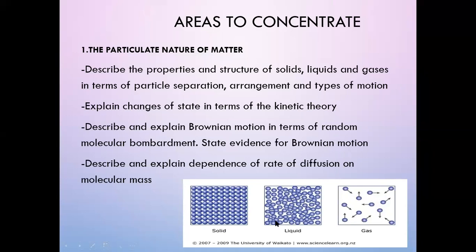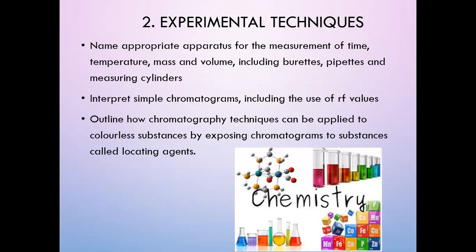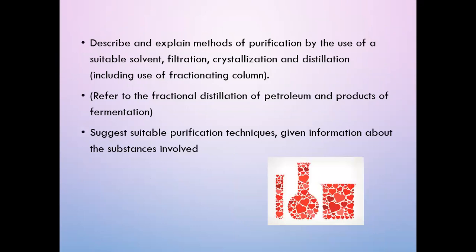We begin with the particulate nature of matter. You need to describe the arrangement and motion of particles in solid, liquid, and gas. You also need to explain Brownian motion and rate of diffusion based on the molecular mass of the particles. As for experimental techniques, you should be able to label apparatus correctly, interpret chromatograms, and outline how chromatography can be used to identify colorless substances using locating agents. You also need to know how to calculate the Rf value.